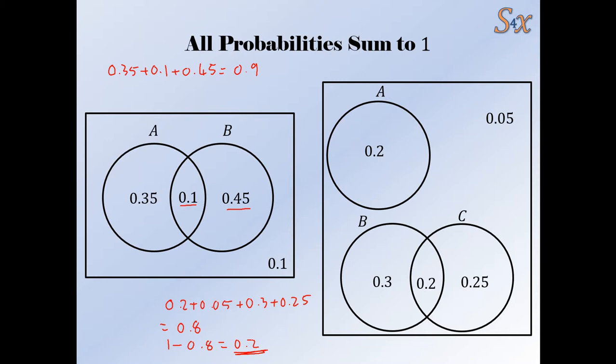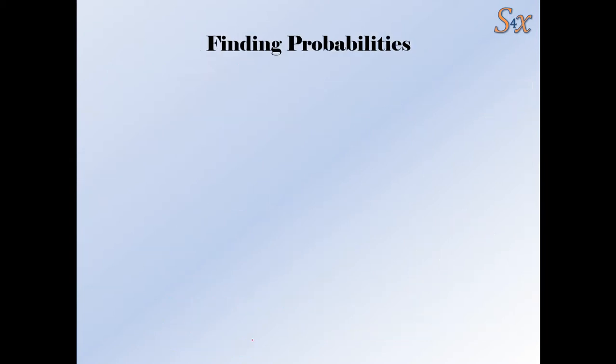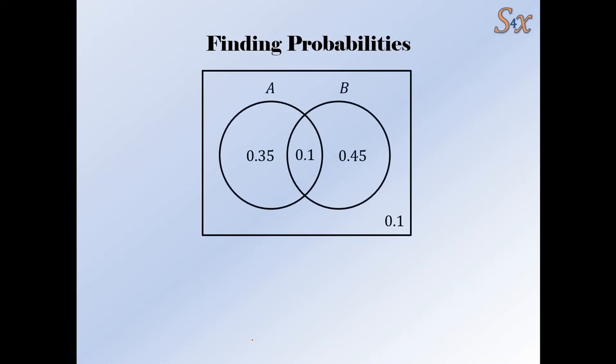Again, using the fact that all the probabilities sum to 1 to find missing entries in Venn diagrams, and we'll do that quite a lot in exams as part A's of questions. So this is a little bit more about probabilities, and I've just brought in one of the Venn diagrams from the previous section, and we're going to work out some probabilities.